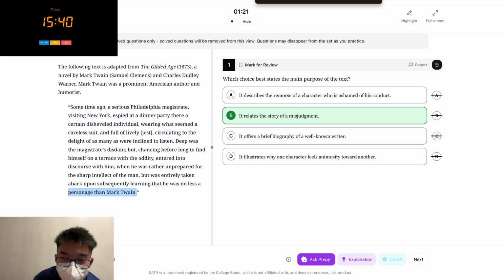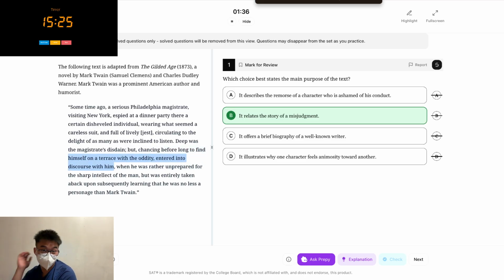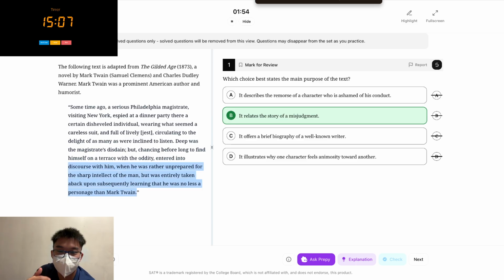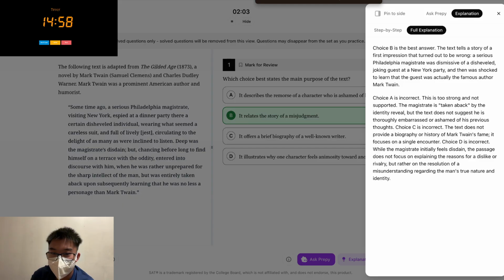This tripped me up a little bit just because I said this, but when I saw the misjudgment, it says it right here. It talked about he's going to a dinner party, right? And deep into the discussion, he entered, discouraged with him. I said there's two people in the passage, and there's nothing talking about remorse. This one can't be correct because I just found this right here, and it does not really show animosity towards each other. Really, it talks about how he's odd and stuff, but it's not like I really dislike him or something like that. It's more like, yeah, and then he just learned this guy was Mark Twain. So yeah, let's see if I'm correct.